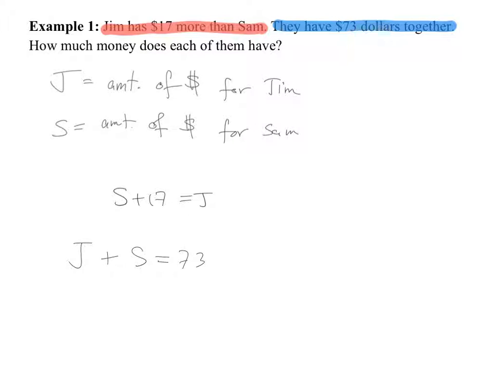What do you get, Annette? The answer? 28. 28 for Sam? And how much for Jim? 45. 45, together making 73.